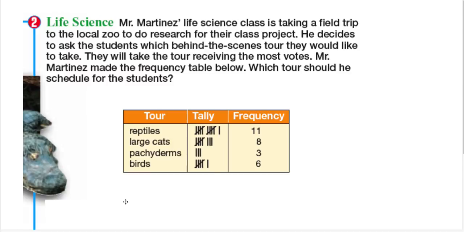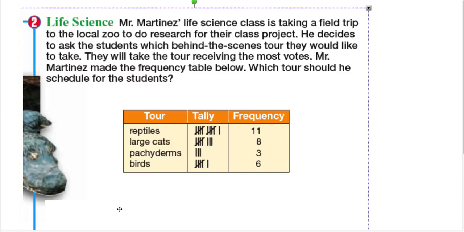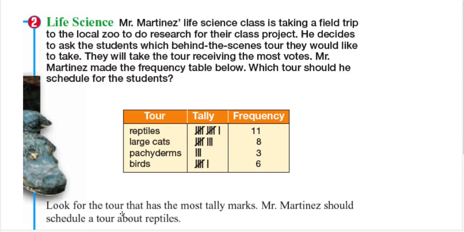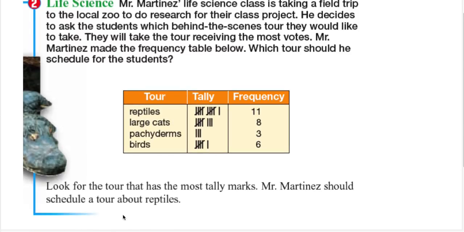And from the frequency table, Mr. Martinez can make his decision. Look for the tour that has the most tally marks. Mr. Martinez should schedule a tour about reptiles. And that's how you use the frequency table to solve a particular problem, especially Mr. Martinez's problem in terms of what tour to take.